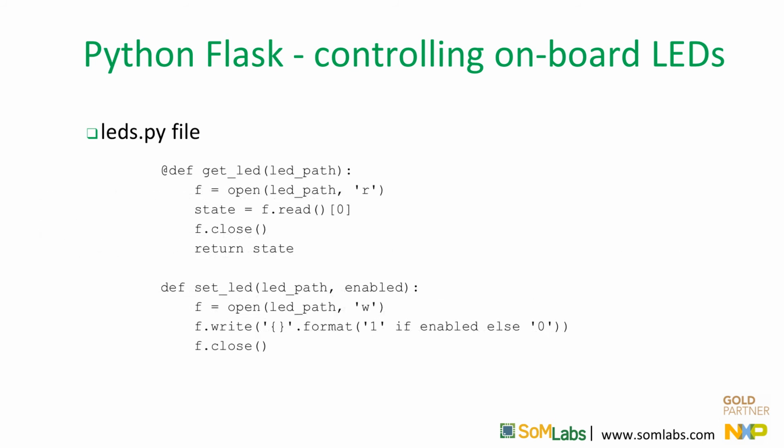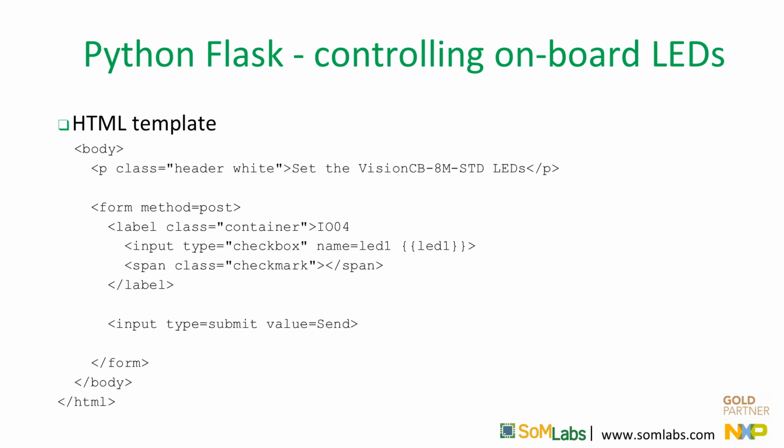Let's also check what the GET and SET LED functions look like. These are simple file operations, reading or writing brightness files of individual LEDs. The slide shows the operation of only one LED, while the sources of the example in the exercise support, of course, all of them.